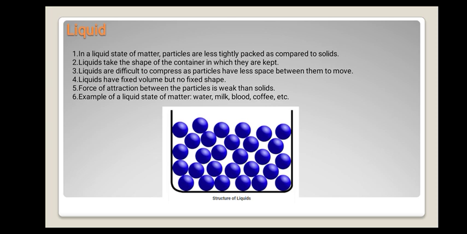Sixth, examples of the liquid state of matter. Now there are several examples and we already know from our daily life: water, milk, blood, coffee, etc. Okay, any homogeneous and heterogeneous mixture is also an example of liquids. Now let's come to our next state, that is gas.